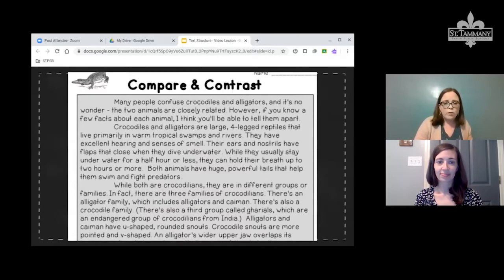And so then the author goes on with the next paragraph, and I'll let you read that on your own. But as you can see in this second paragraph, the author is comparing the two types, the crocodiles and alligators, showing all the ways that they are similar. So you try and read about the different ways that they are different.